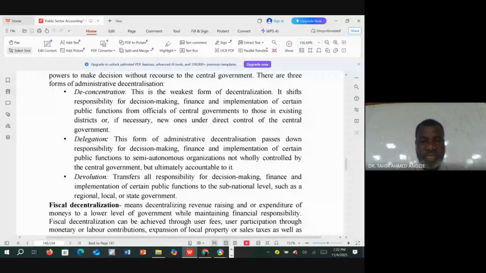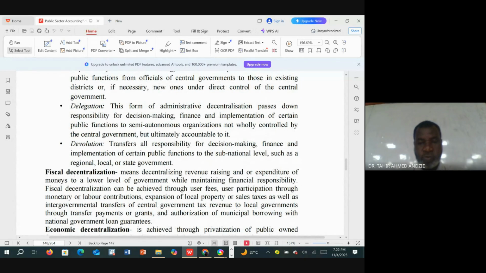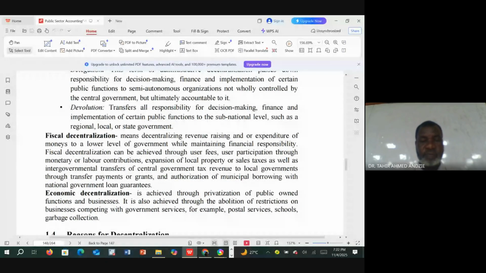With deconcentration, the function is still under the control of the central government. Delegation, you are giving the power to semi-autonomous institutions. The institutions that are performing those functions are semi-autonomous, but still have to be answerable to the central government. And then devolution, that one, the power is transferred completely. All responsibility goes to that particular assembly or regional body. Then we have the fiscal decentralization.